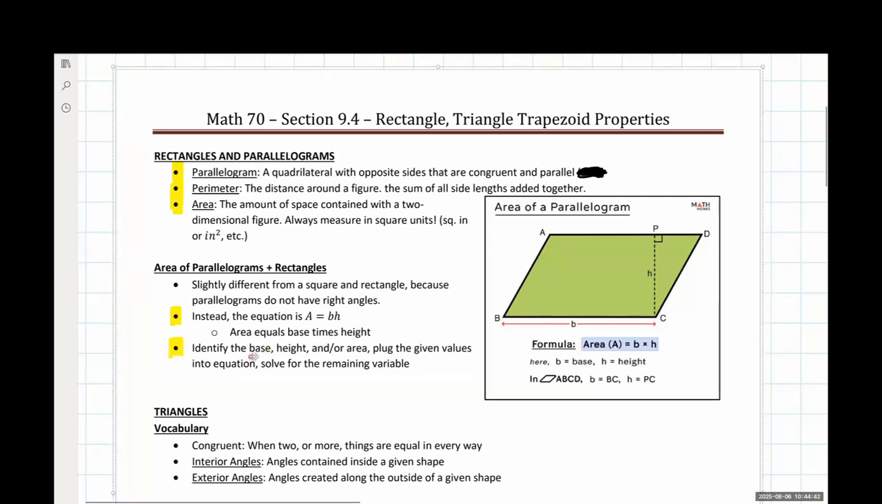Identify the base, identify the height, and/or identify the area that you have been given, sometimes the perimeter as well, but identify what you've been given and then use those given values to solve for what's left over. So as we see here, I have the area, I have the base, I have the height. Maybe in a problem, I'm given the area and I'm given the base, and I need to solve for the height.